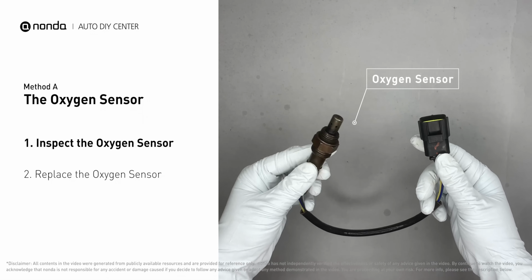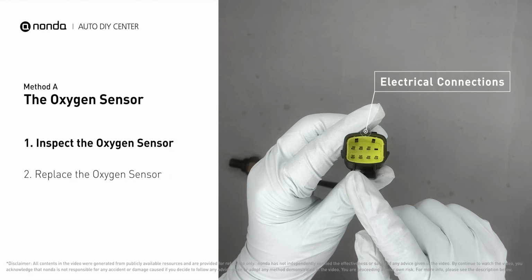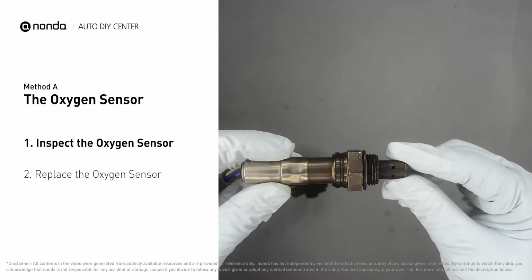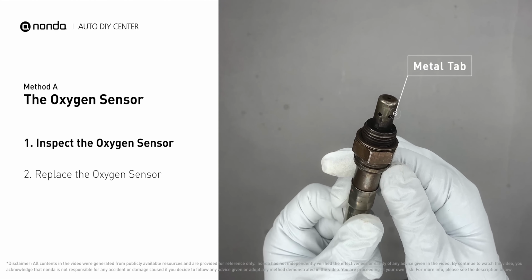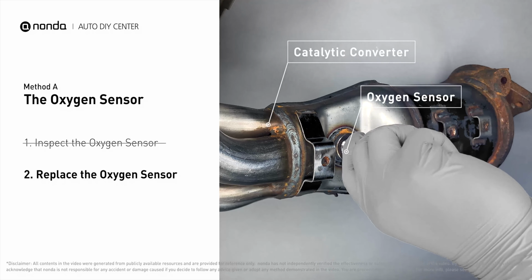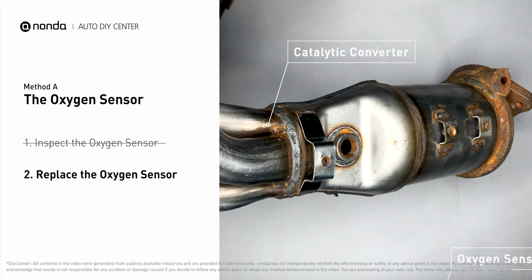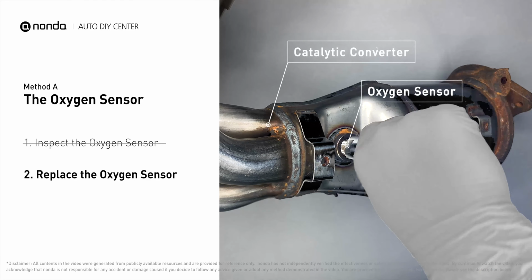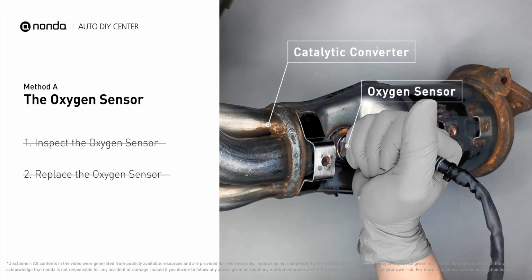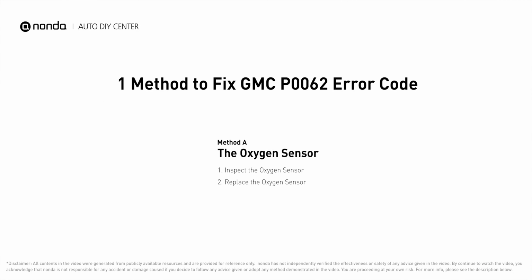Visually check the oxygen sensor's electrical connections, wire harness, and metal tabs for any damages. If damages are found, then replace the oxygen sensor. If there is no damage found on the oxygen sensor, you would need to take your car to consult professional mechanics. So here is one of the most practical solutions to fix GMC's P0062 error code.